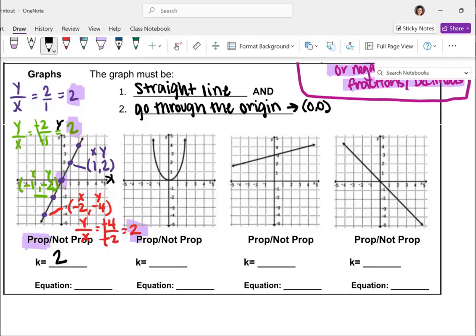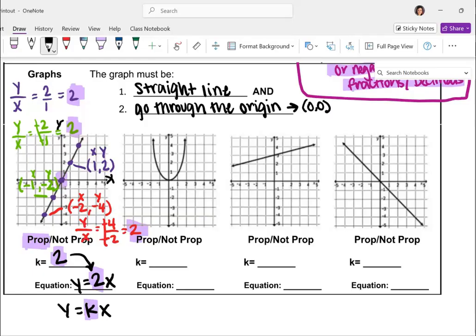Now we have to write the equation. So we have y equals, and then we have 2, because k goes here. Remember, it's y equals kx. And so 2 is k. So instead of k, we're going to put a 2 here. And then we put the x next to it.